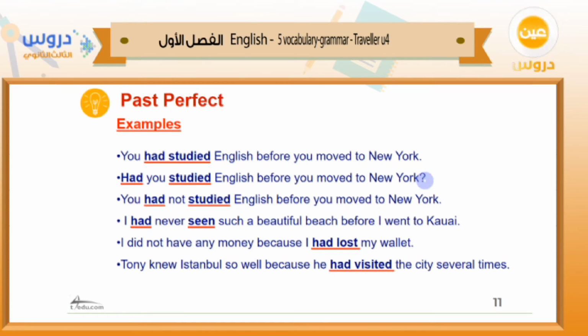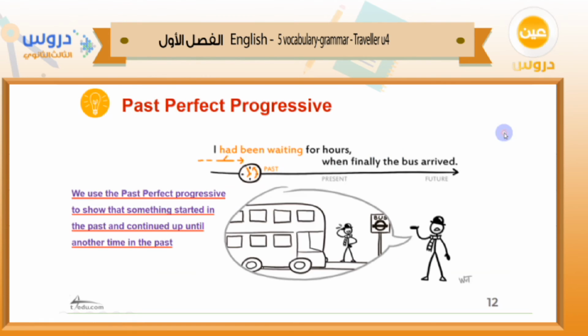Because we can't see the question mark, and also we replace here the subject with the "had". The third sentence or example: You had not studied English before you moved to New York. I had never seen such a beautiful beach before I went to Kauai, and I did not have any money because I had lost my wallet. Tony knew Istanbul so well because he had visited the city several times.